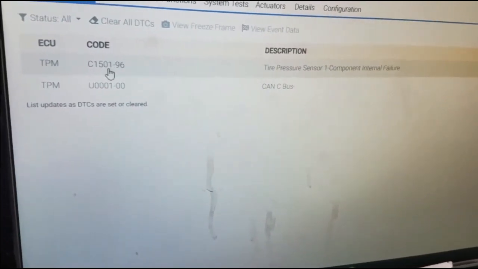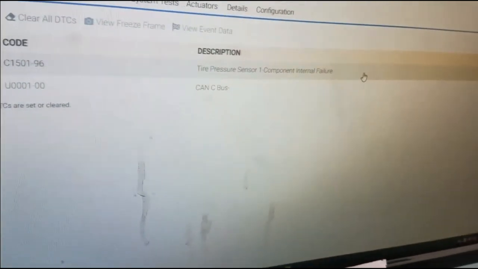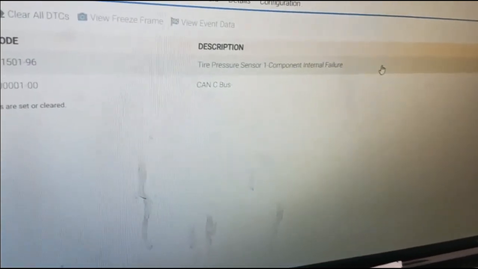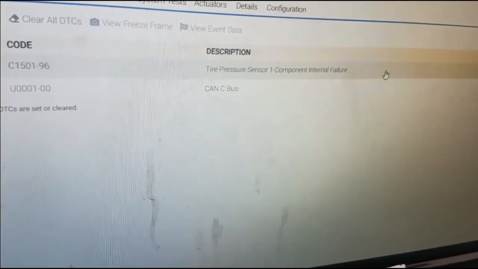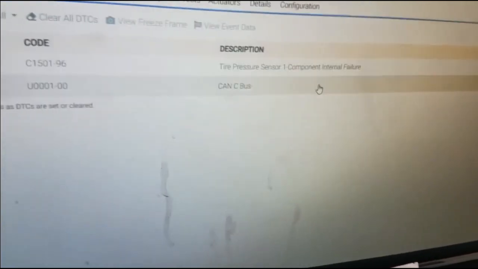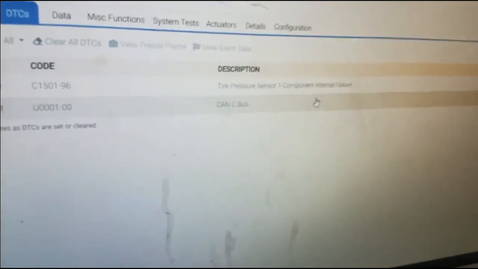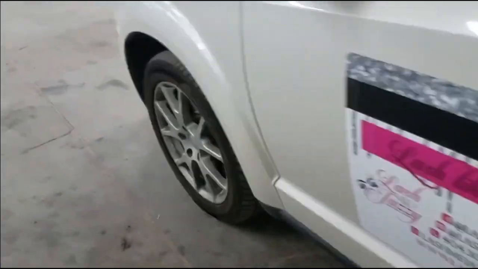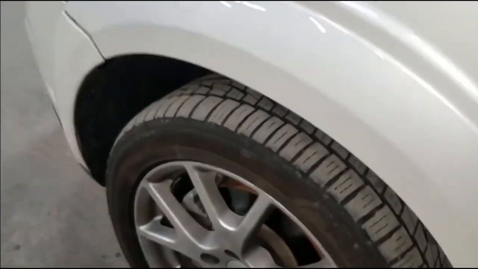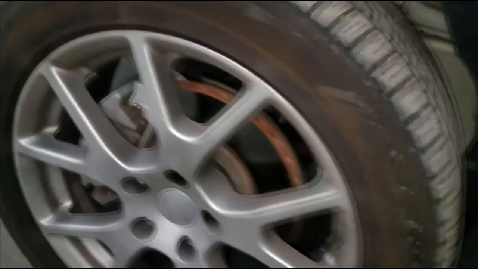Okay, well, guys, there's nothing else for me to do here except go price one out and get it replaced. So what I'm gonna do is head over to the parts department. All right, first let's get a visual look at this tire and see if there's anything visually not right. Let's walk over to the car. Okay, according to the computer, this is tire 1. This is the driver's side.